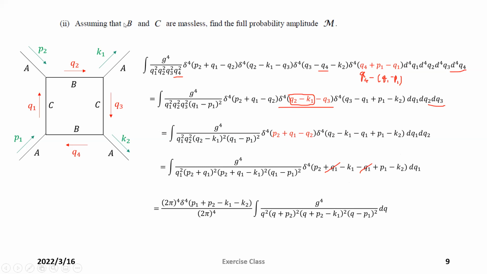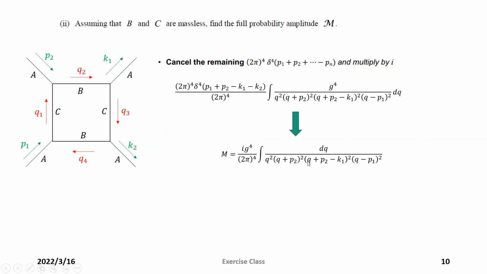And here I just multiply a 2 pi and divide by 2 pi here, because in the last step, we will cancel this factor and multiply an i. So finally, for this diagram, the amplitude will be like this.